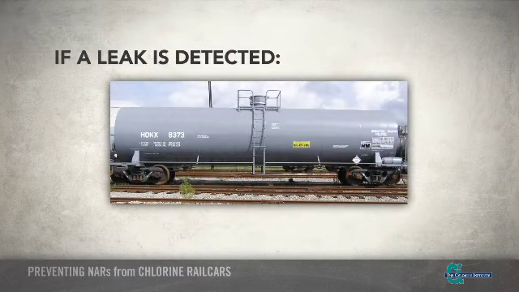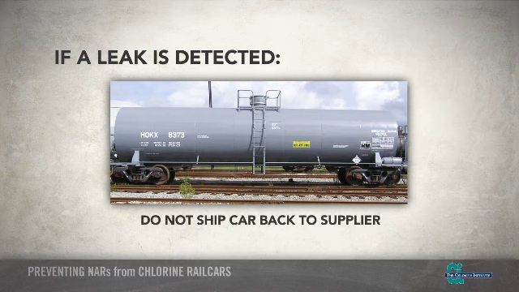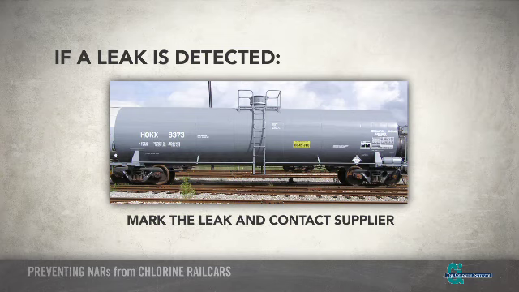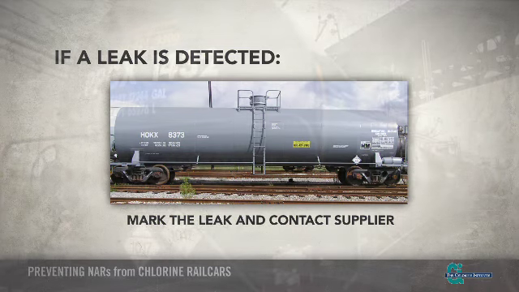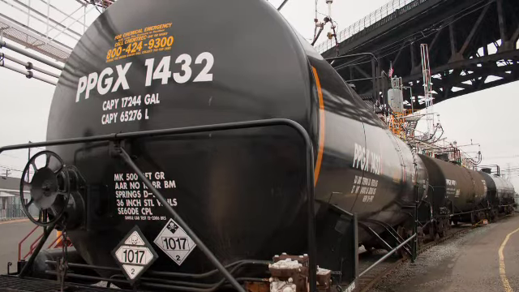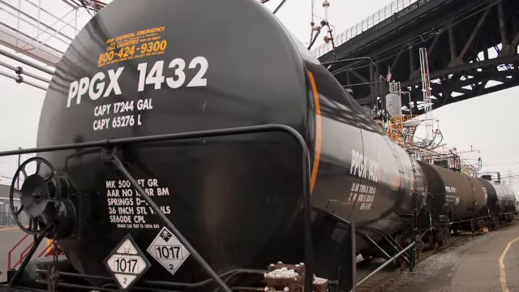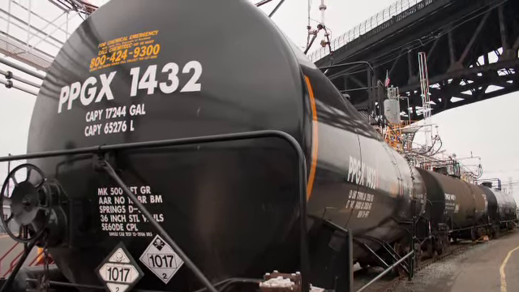If for any reason the rail car cannot be sealed properly and leaks are detected, it is critical that you do not ship the car back to the supplier. Mark the location of the leak and contact your supplier immediately. Your supplier will work with you to address the leak and properly prepare the car for return shipment.